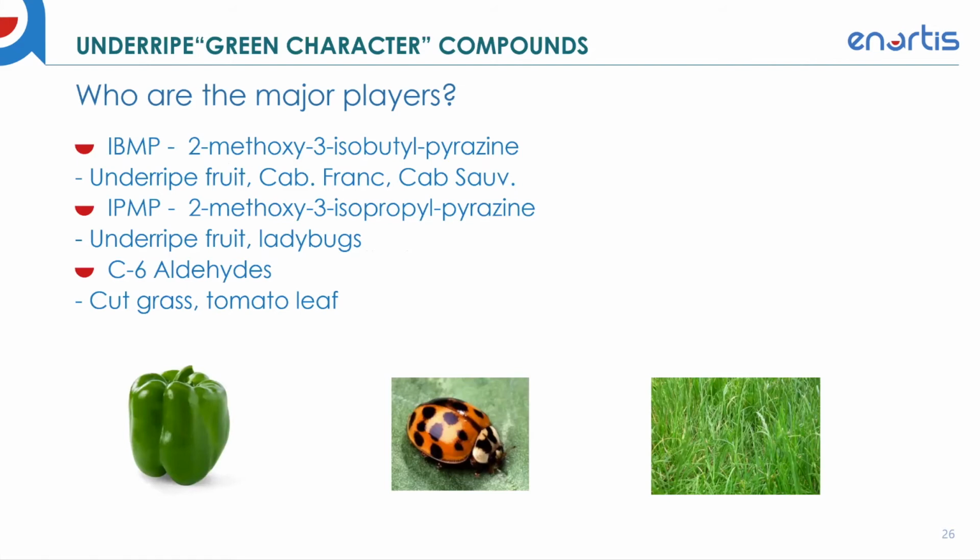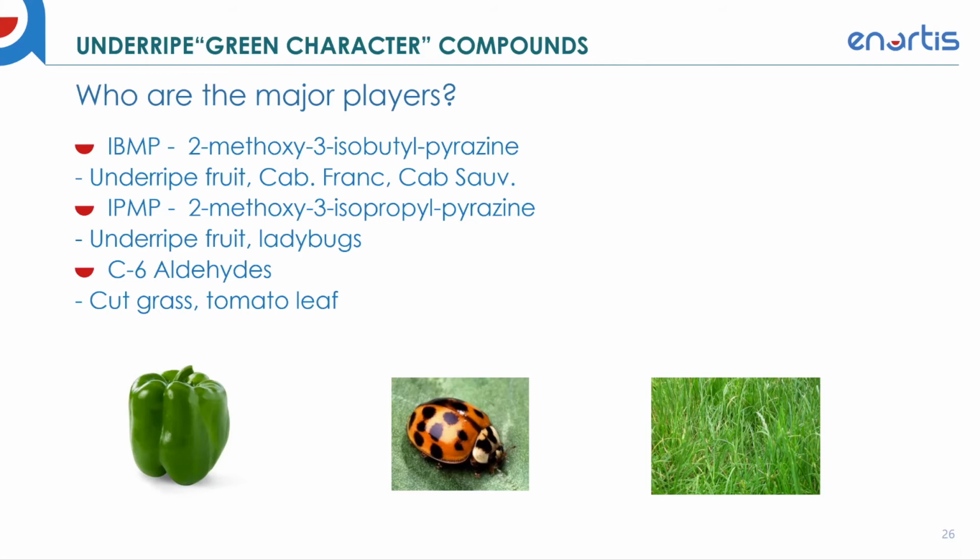So, underripe green character compounds. There's a couple of different classes of compounds that I'll talk about. IBMP is one of the more common compounds associated with green character, specifically in Cab Franc and Cabernet Sauvignon that are underripe. It's this green bell pepper note that is characteristic and varietal for Cab Sauv, but at high levels it can be really detrimental to quality because all you smell is green bell pepper. It's actually a very strong aroma.